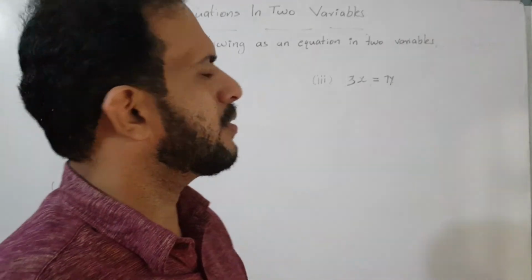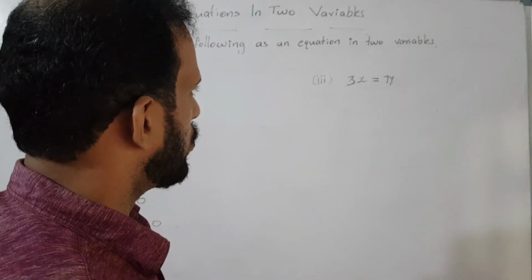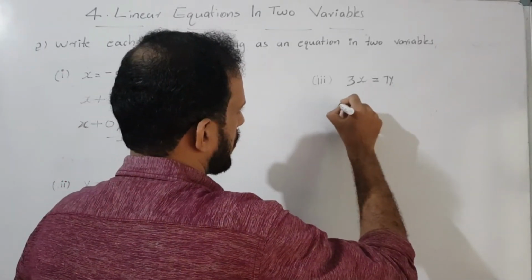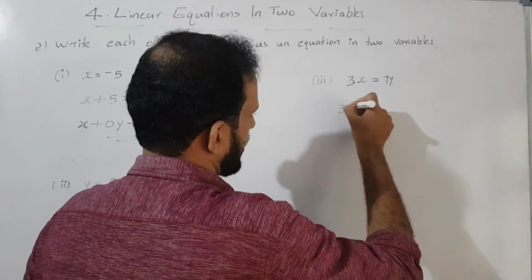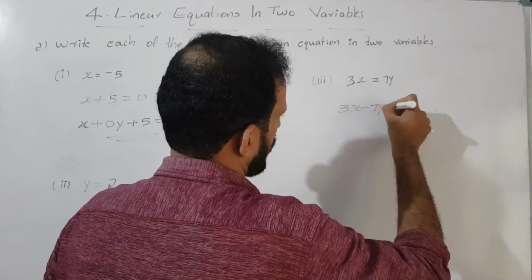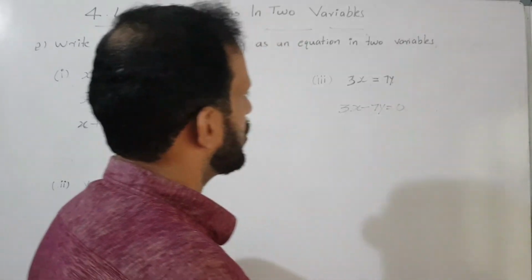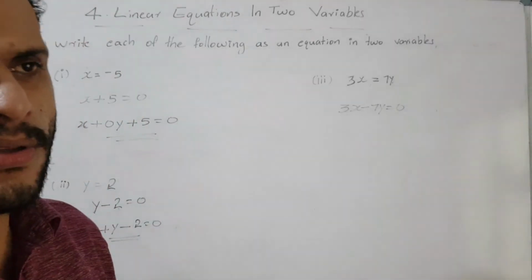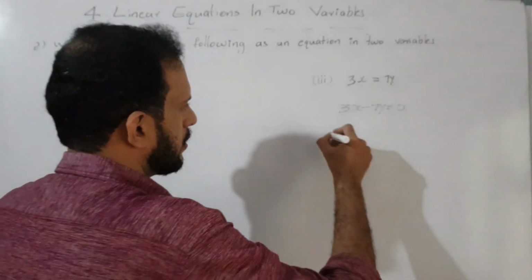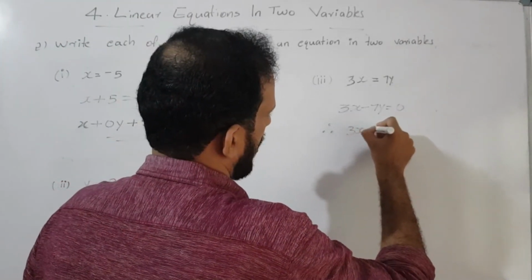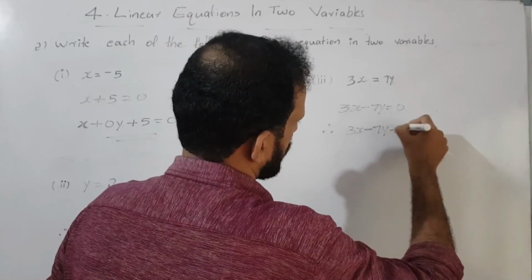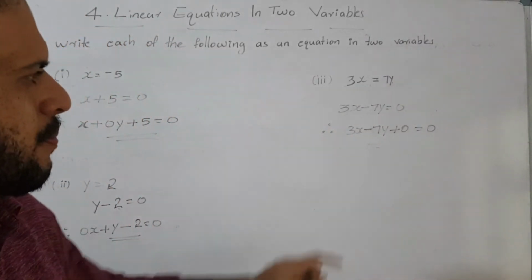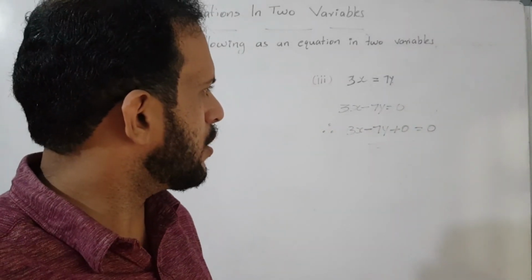Okay. Then next we go to the third one. 3x is equal to 7y. Then what is first? We transpose 7y to the side of 3x. Then 3x minus 7y is equal to 0. Here we have the x term, here we have the y term, but we are not seeing the constant. Then how do we write? Therefore, 3x minus 7y plus 0 is equal to 0.